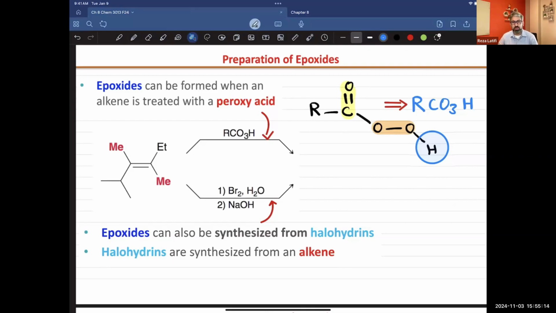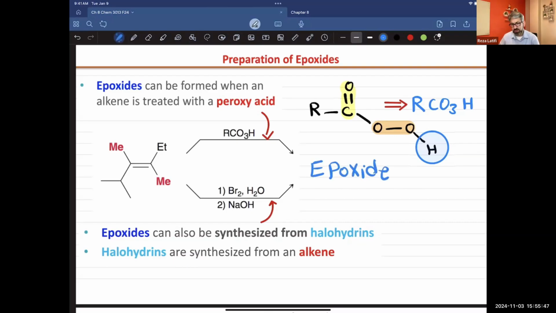The second method is by using halohydrins. So you have a double bond. You add bromide or chloride in the presence of a solvent like water, and it will give you an alcohol plus bromide or chloride. And the next step, you will treat it with a strong base, and the strong base will get the bromide out of the system, and we will get epoxide. So the final product will be epoxide.